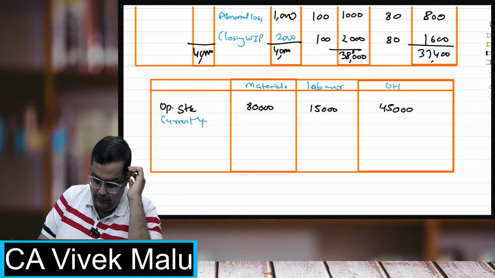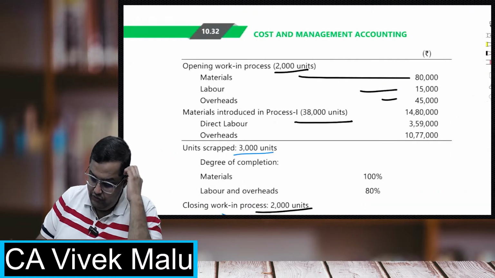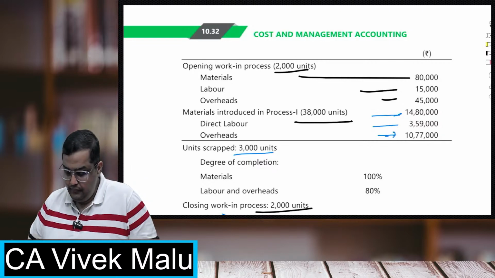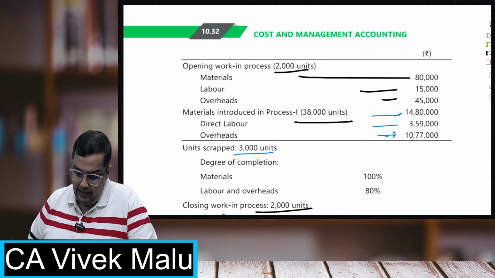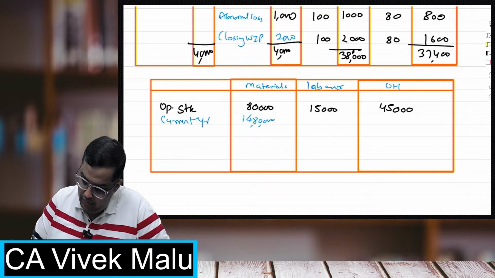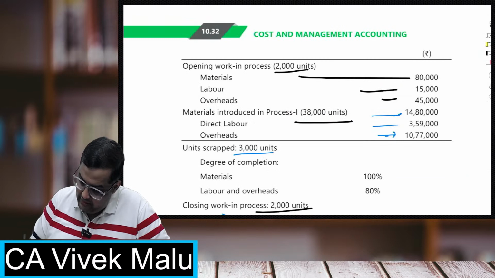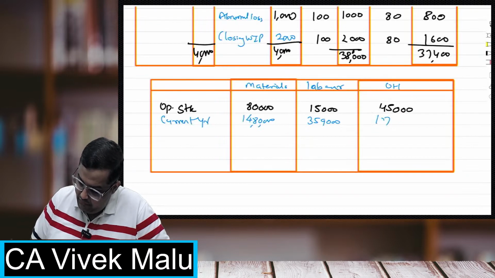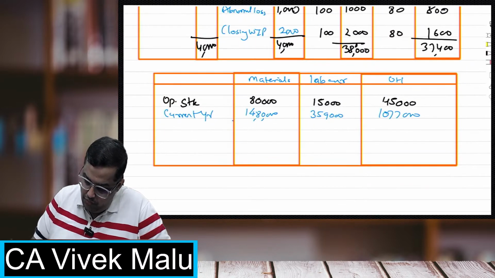Current year. So what is the current cost? Material 14 lakh 80,000, labor and overheads. All three have been given. Materials 14 lakh 80,000, labor 3 lakh 59,000, and overheads 10 lakh 77,000. So how much is the total cost?